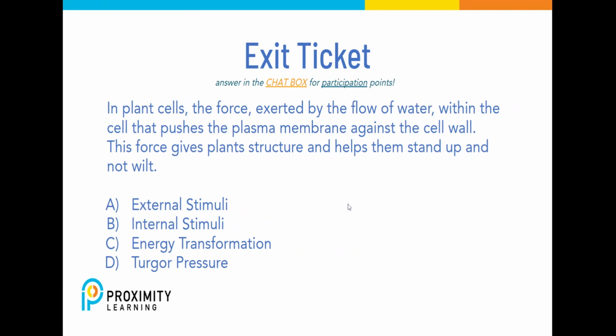So our exit ticket. In plant cells, the force exerted by the flow of water within the cell that pushes the plasma membrane against the cell wall. So this force gives plants structure and helps them stand up and not wilt. What is that called? Type your answer in the Zoom chat box and I'll pause for you to answer.